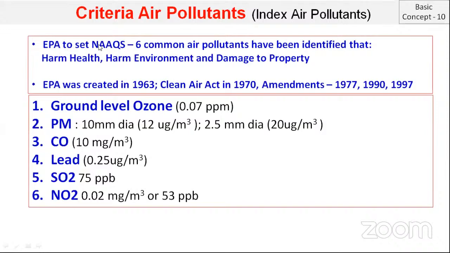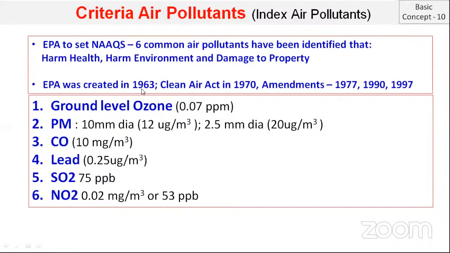So national ambient air qualities are set by the Environmental Protection Agency of the United States of America, and there are 6 pollutants delineated, listed to be those pollutants which speak of pollution of the area, and they are common. They harm health, they harm environment, and they harm the property also. That is the reason why this index air pollutant and study of them becomes extremely important.